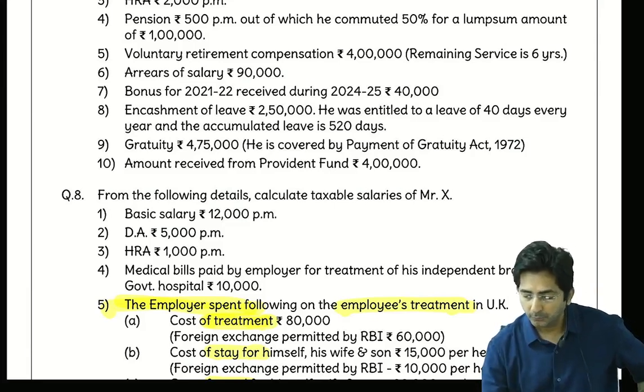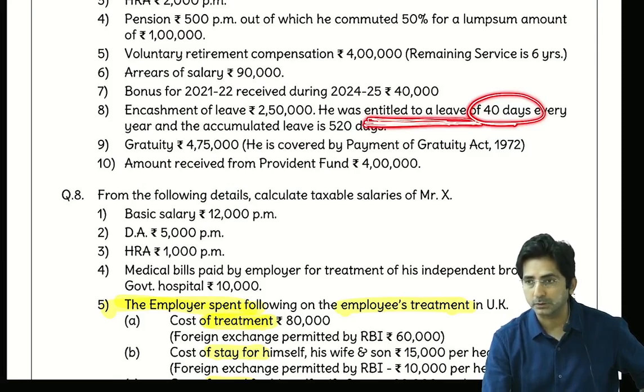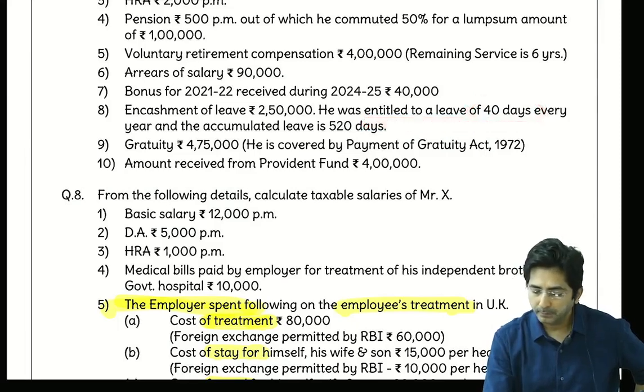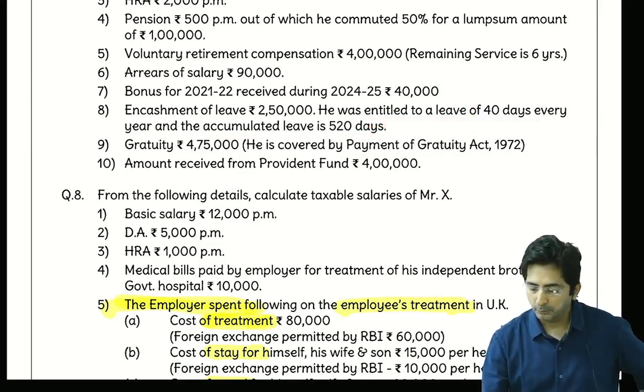Okay, now for that see what they have given. What is 40 days entitled? Entitled means allowed, but this is allowed by the boss. As per government, a maximum of 30 days holiday should be allowed. So we will go as per government rules. And he has accumulated leave of 520 days. Here, how will you calculate leave credit?